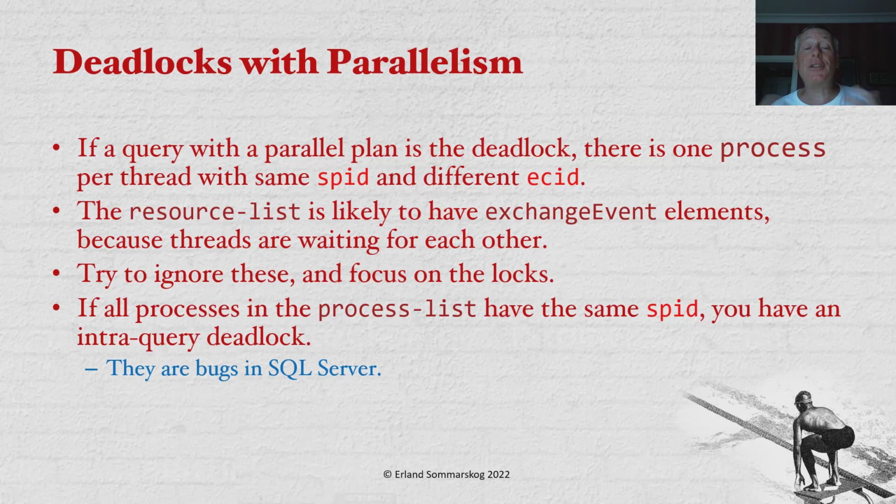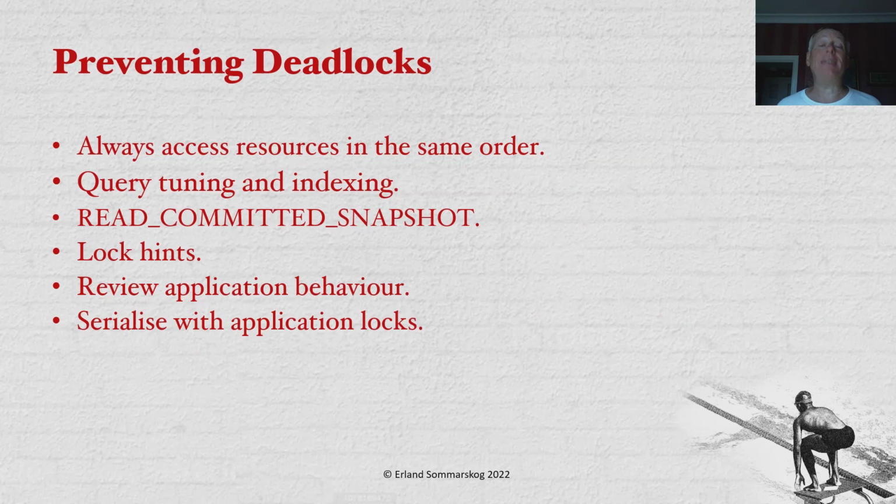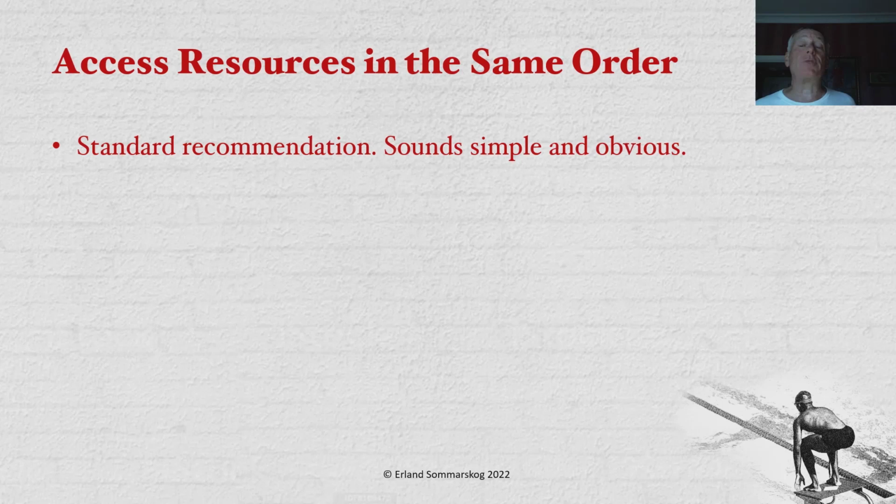Now let's talk about how to prevent deadlocks. And I've listed a couple of things here. Always access resources in the same order, query tuning and indexing, read committed snapshot, lock hints, review application behavior, and serialize with application locks. And on the coming slides, I will go through this in more detail. So yes, always access resources in the same order. That's a standard recommendation. I remember reading this, it always comes first.